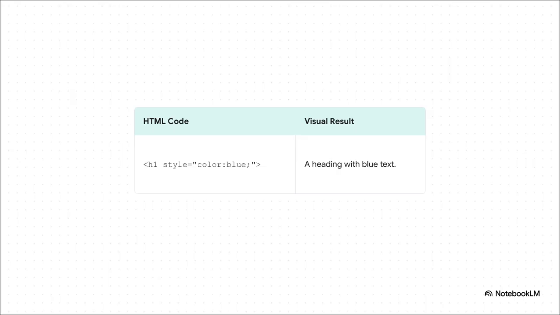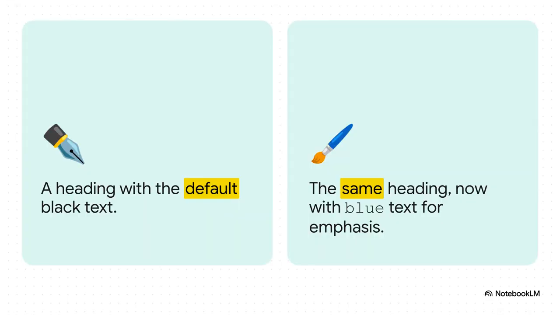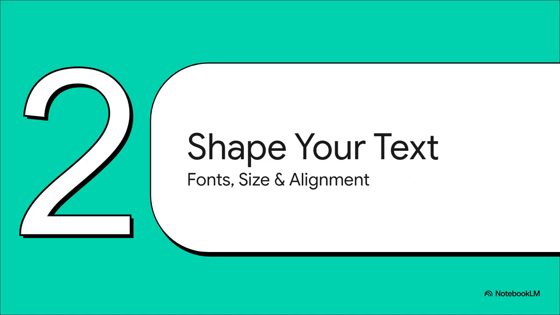So by adding style equals color blue to our heading, we're instantly making it stand out, giving it way more visual weight. And again, just look at that contrast. It's that same simple pattern we talked about. Style equals property value. By changing that one little thing, we've turned a default, boring heading into a real, intentional design choice.